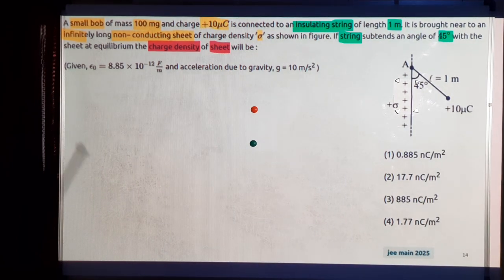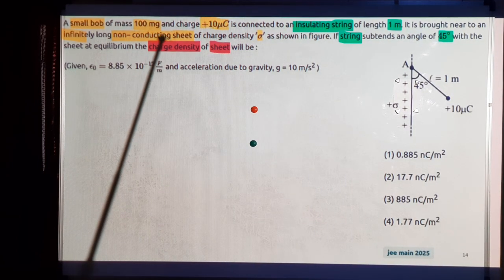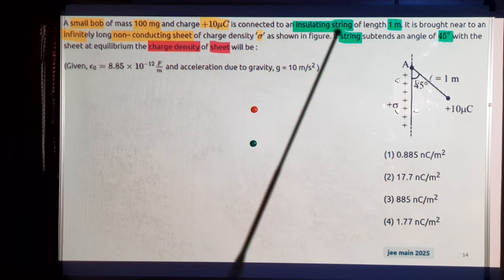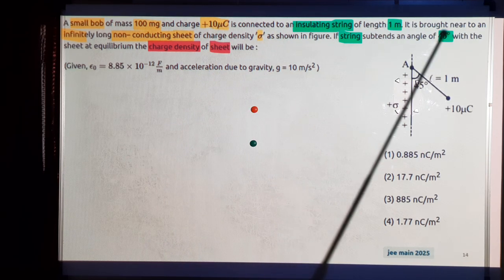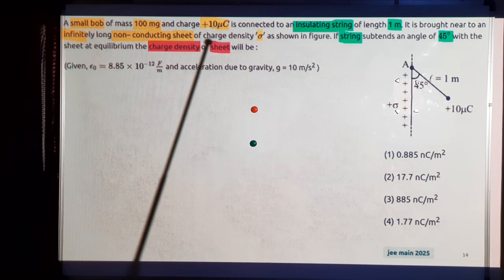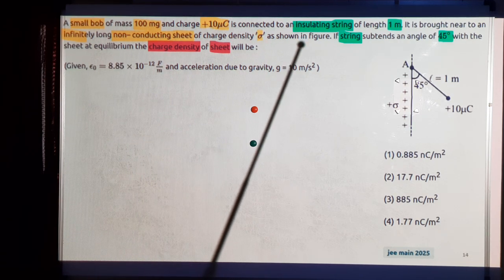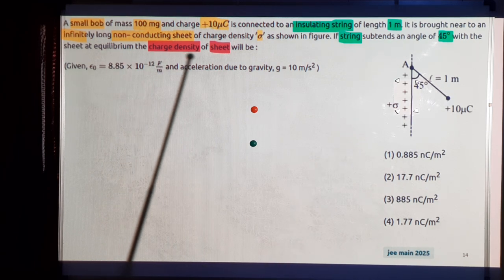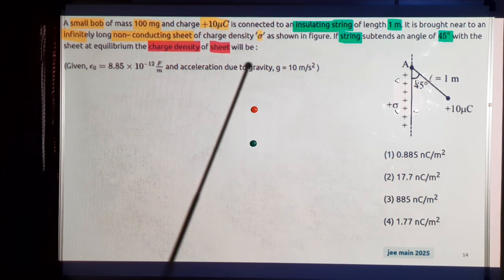This is the next question. A small bob of mass 100 milligram and charge 10 microcoulombs is connected to an insulating string of length 1 meter. It is brought near an infinite non-conducting sheet of charge density sigma, as shown in the figure. If the string subtends an angle of 45 degrees with the sheet at equilibrium, the charge density of the sheet will be. You can pause on this question.